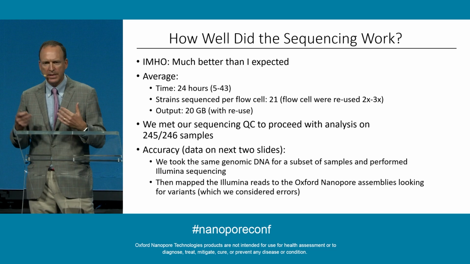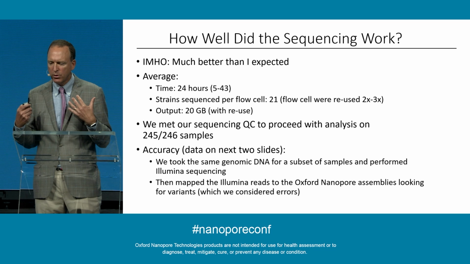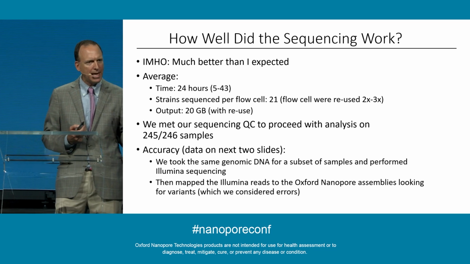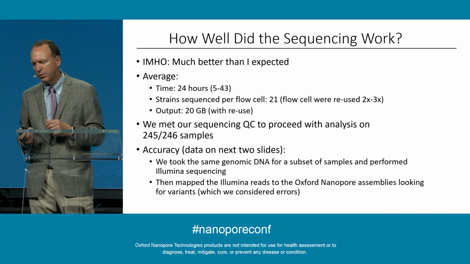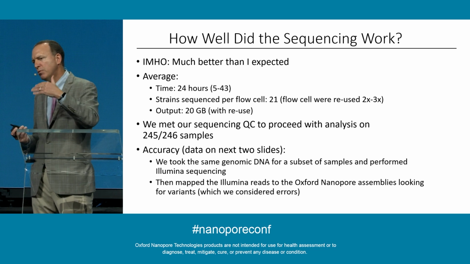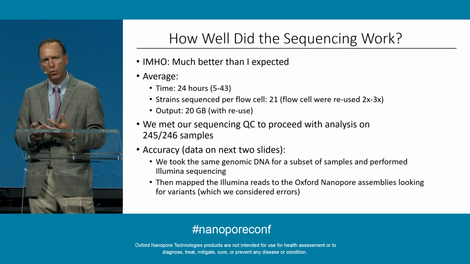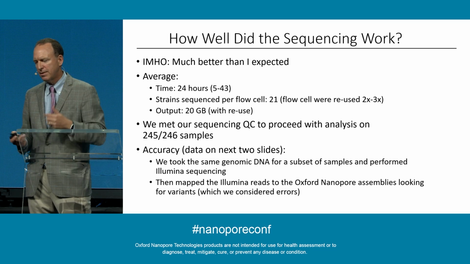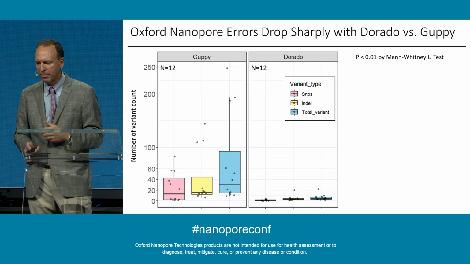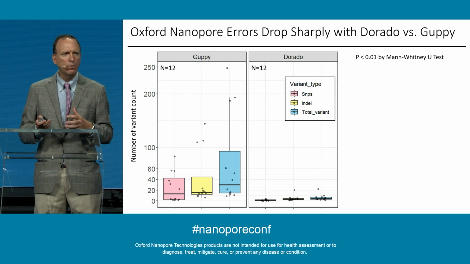And then the accuracy, I'm going to go over the next 2 slides, critical. We took the same genomic DNA and did Illumina sequencing for about 50 or 60 or so of the samples. We then mapped the Illumina reads to the consensus assembly for the ONT and said, if there's errors, it's an ONT error. So that's how we were assessing accuracy. So as I said, really, really helpful.